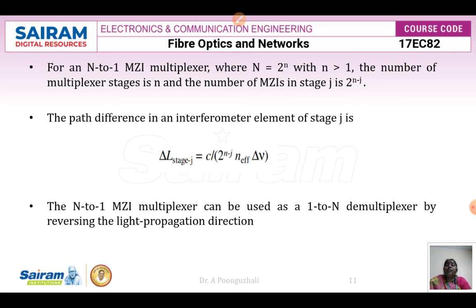So here, for an n to 1 Mach-Zehnder interferometer multiplexer, where your N value is going to be 2 power n, with n greater than 1, the number of multiplexer stages is defined by the small n value, and the number of Mach-Zehnder interferometers in stage j is going to be 2 power n minus j. So the path difference in an interferometer element of stage j is del L stage j is equal to C by 2 power n minus j, n effective into del V. So here the n to 1 Mach-Zehnder interferometer multiplexer can be used as a 1 to n demultiplexer by reversing the light propagation direction. Thank you.